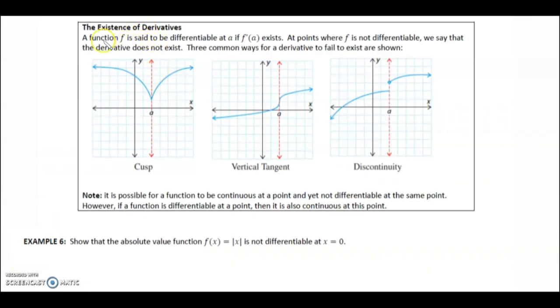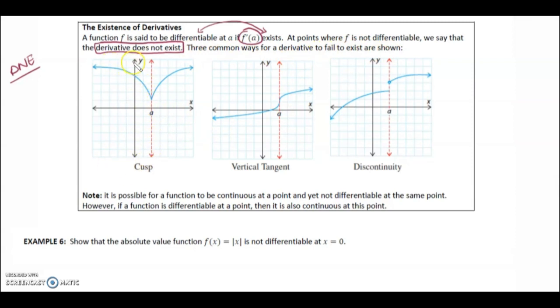Okay, the existence of derivatives. A function f is said to be differentiable at a if the derivative, so f prime at a, exists. Well, yeah, that makes sense. If the derivative exists, it's differentiable. At points where f is not differentiable, we say that the derivative does not exist. So this is our wording. It's not as though it's not defined. It specifically does not exist, and we can say that. That's the wording. Three common ways for a derivative to fail to exist are shown.